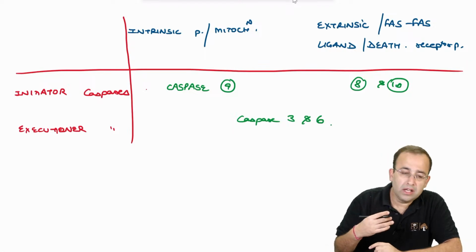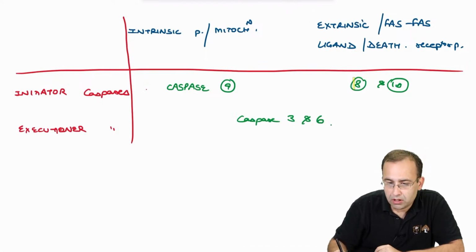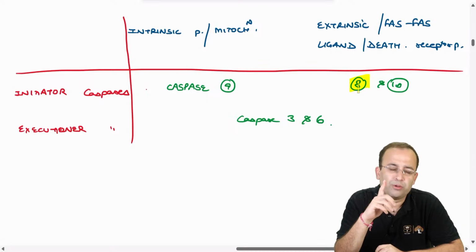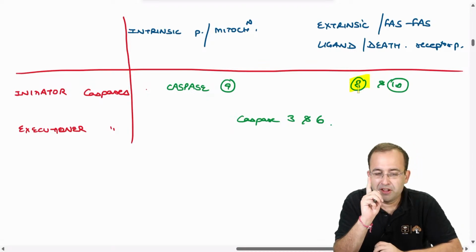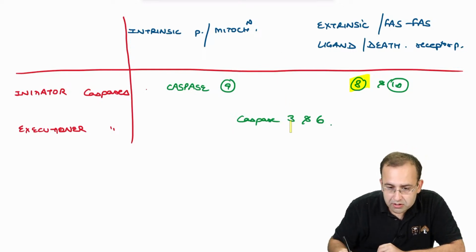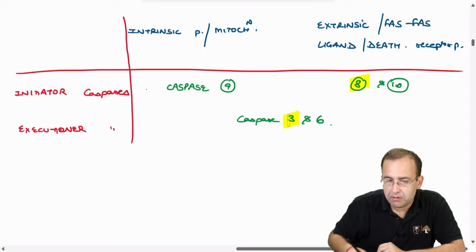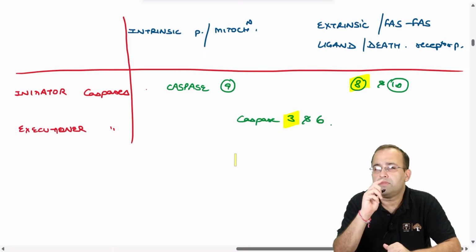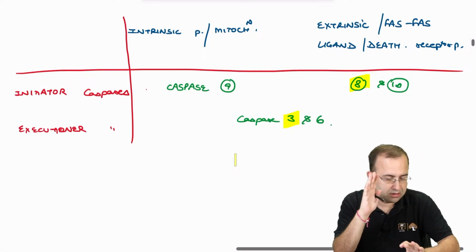Which is the main initiator caspase of the extrinsic pathway? Caspase 8. The first one, look, we always remember our first love. So the initiator caspase of the extrinsic pathway is caspase 8. Among the executioner caspases, the main one is caspase 3. So the first ones are always the main ones.